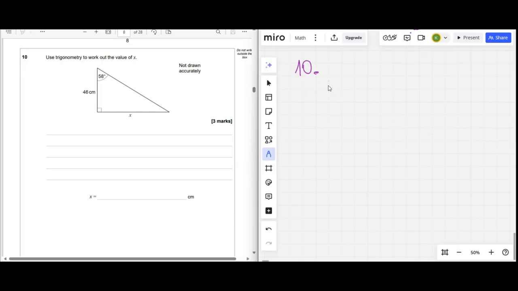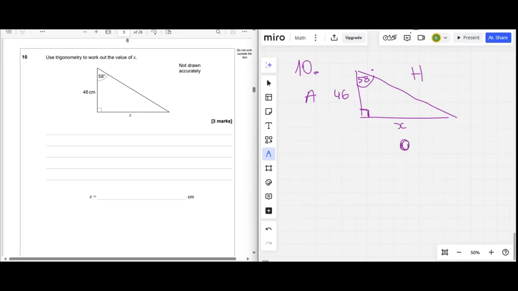Dalej mamy: use trigonometry to work out the value of x. Dobra. Mamy trójkąt. Tu jest nasze x, tu jest 46 centimeters, and this is the angle of 58. So we have what? We have opposite, there is a hypotenuse, and there is the adjacent.